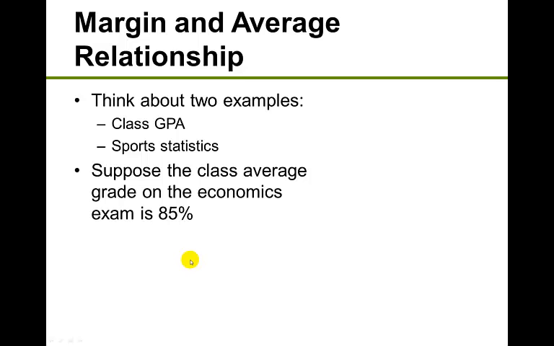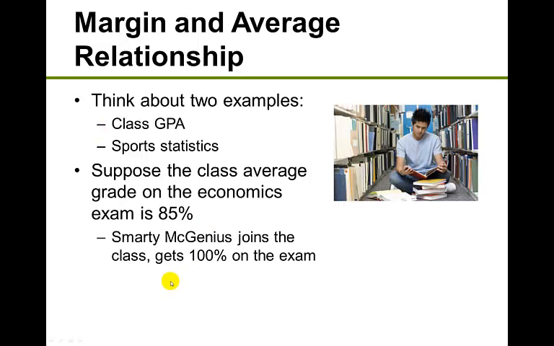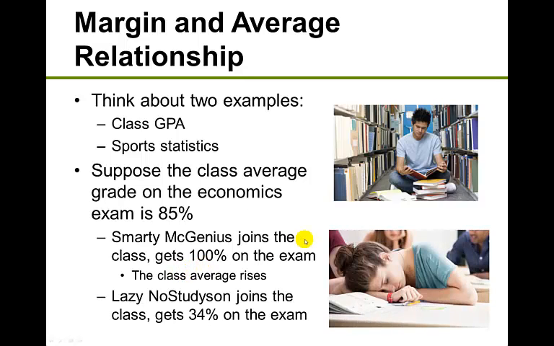We can look at average scores on a test, and we can look at LeBron James. So let's say the average score on an exam is 85%, and then Smarty McGenius joins the class and gets 100% on the exam. So the marginal score is 100%. What's going to happen to the class average? It's going to go up. Well, what about Lazy No Studison? She joins the class and she gets a 34% on the exam. So in this case, the margin is 34%. The margin is below the class average. Well, the average is going to fall.